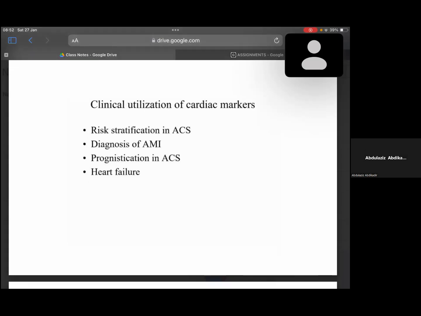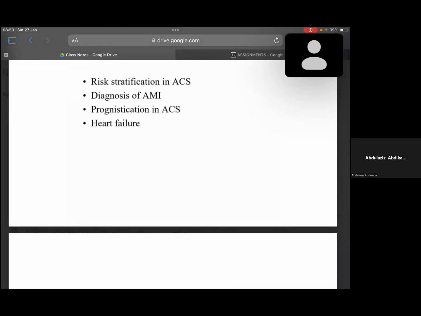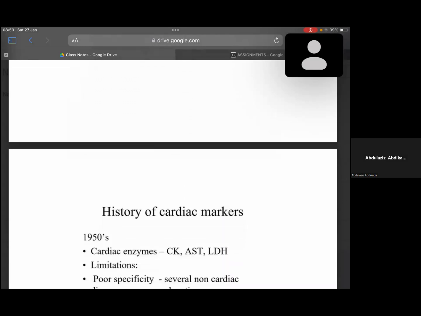So clinical utilization, what is this thing used for? It is used to check risks, diagnosis, prognosis. So before it happens, when it happens you see it, and prognosis is the chances of goodness. Is the prognosis good? Is the prognosis bad? And heart failure. I told you the BNP is an indicator of heart failure.